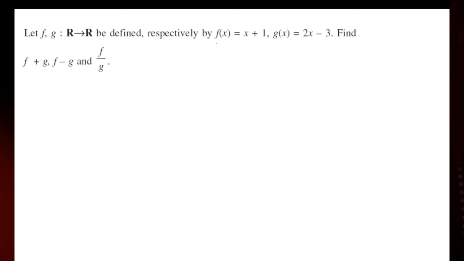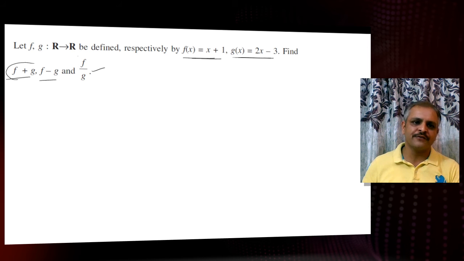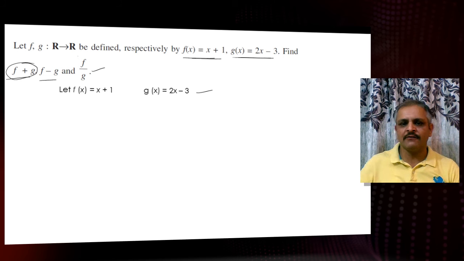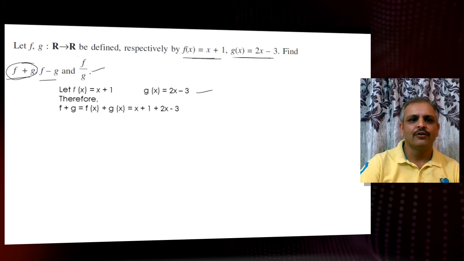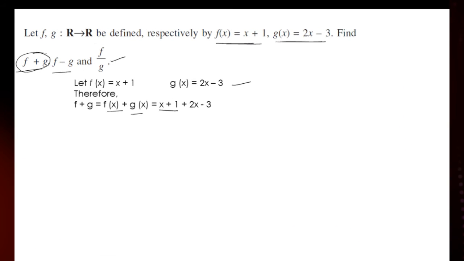Here a function f(x) is given, x plus 1, g(x) is 2x minus 3, and we have to find f plus g, f minus g, and f by g. So let's first find f plus g. Here f(x) and g(x) are given, so f plus g will be f(x) plus g(x). Simply we will add them: x plus 1 plus 2x minus 3. So x plus 2x becomes 3x and 1 minus 3 will be minus 2.